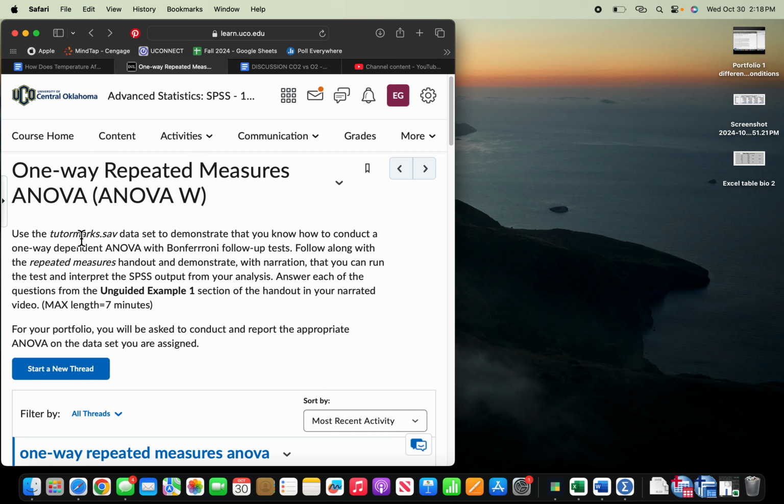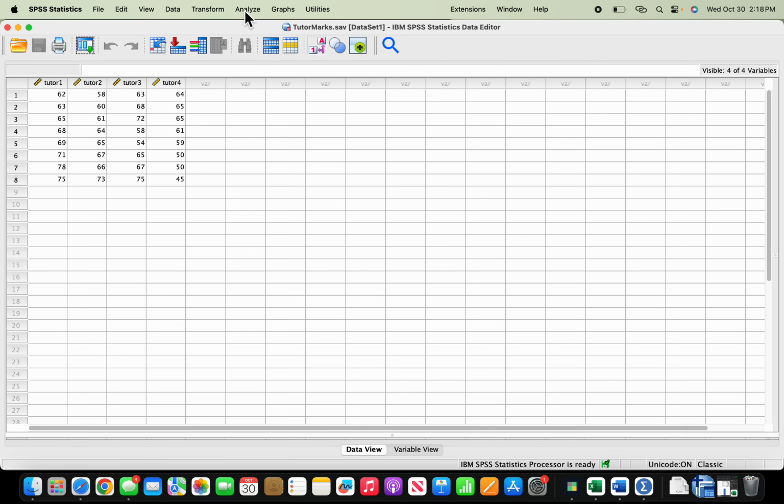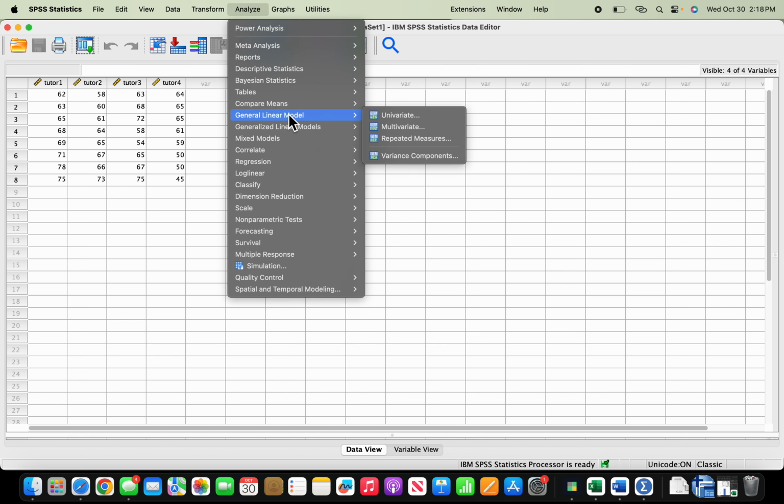For today, we are going to open up our tutor marks save data file, and we are going to be doing a one-way repeated measures ANOVA with the Bonferroni follow-up test. To do that, we're going to open up our data, analyze. We're going to go to general linear model, repeated measures.